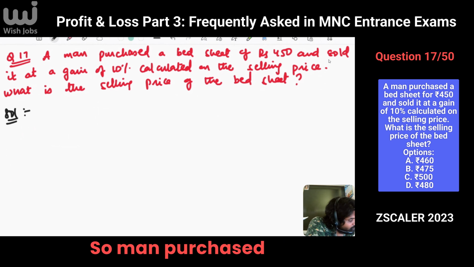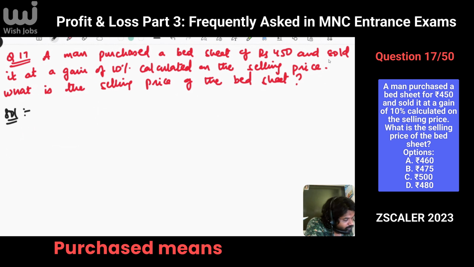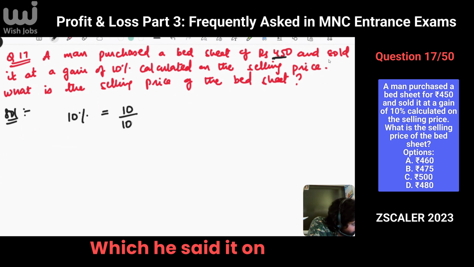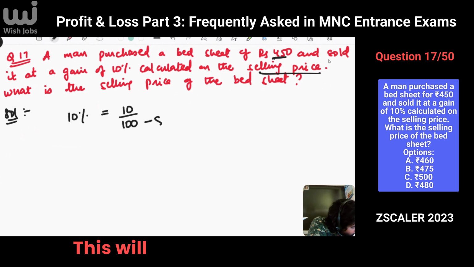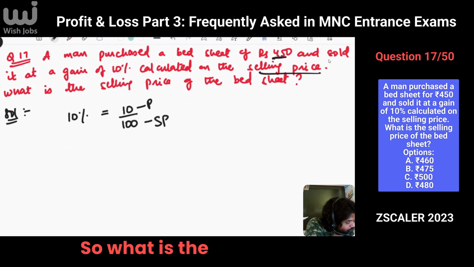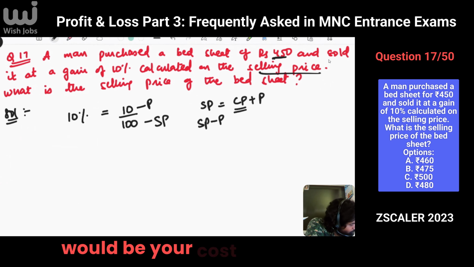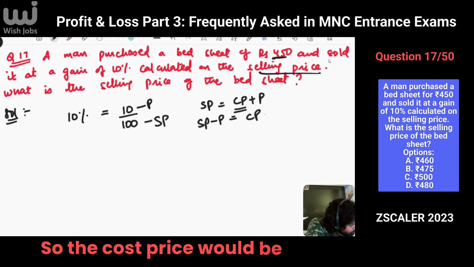Okay, a man purchased a bedsheet for rupees. Purchased means the cost price is 450 and sold it at a gain of 10%. So profit equal to 10%, 10 by 100, which is on the selling price. That means this will be your selling price, this will be your profit. So what is the selling price formula? Cost price plus profit. But you don't know the cost price. You know selling price and profit. So cost price would be selling price minus profit. 100 minus 10 would be 90. So the cost price would be 90.